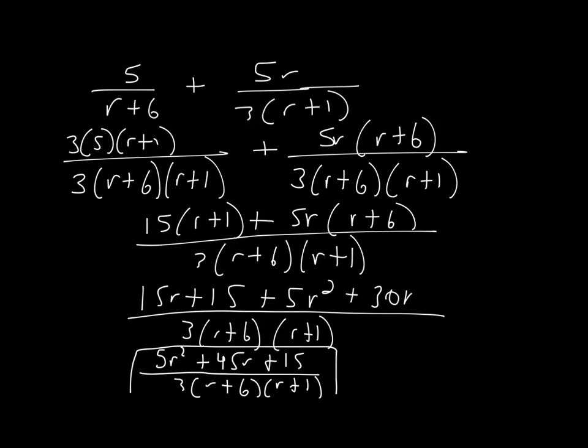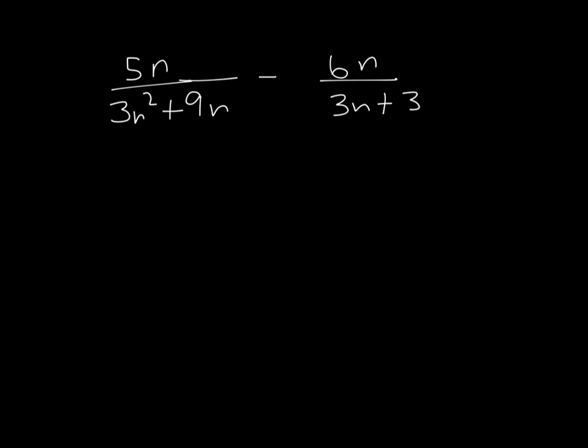Let's do one more. What makes this one a little bit different is, in order to see the true common denominator, you're going to need to factor. So this right here, there's a 3n that's common to both, and that should help us, because this kind of looks sort of like this. We don't want to have too much of a denominator if we don't need it. So I'm just going to do a step right now where I go 5n over 3n times n plus 3, minus 6n over 3 times n plus 1.